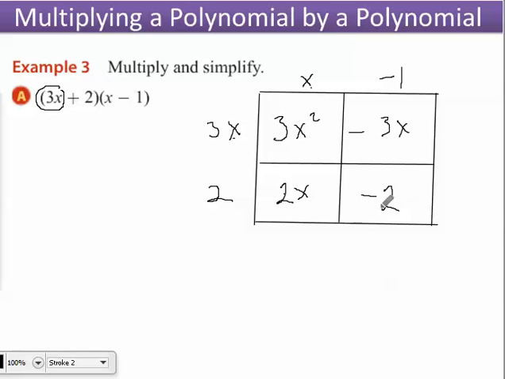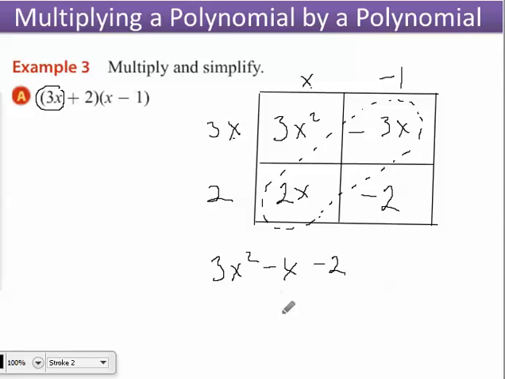Now the only trick to this is if you look at the diagonals, they're the same, x and x. I need to make certain that I add those together when I write down the full answer. So 3x squared, okay, minus 3x plus 2x gives me a minus 1x or minus x, and then a minus 2.